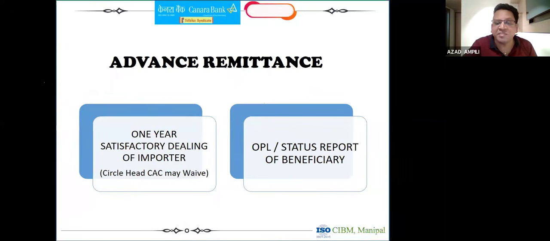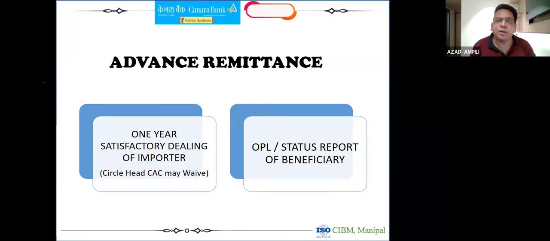Circle head CAC may waive this. And an opinion letter and status report on the beneficiary also you have to take. Okay, so advance remittances means this is for our importer. Our importer wants to send advance remittance. So can we allow it like that only? There are some restrictions for that.